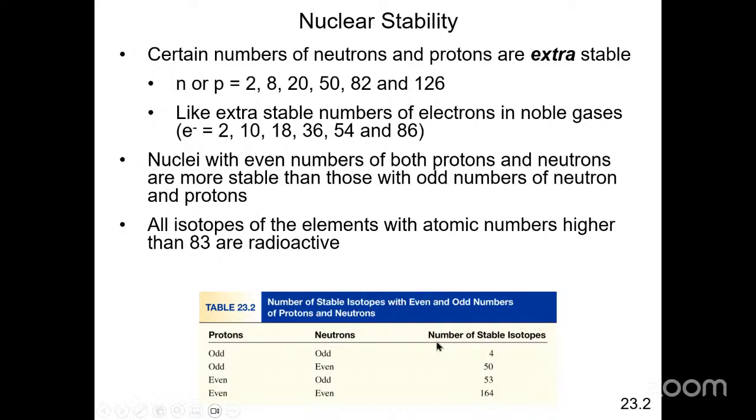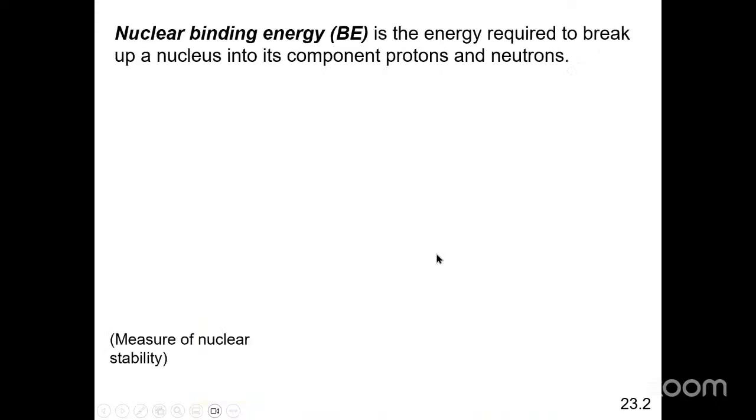So this table basically summarizes which type of isotopes will not undergo decay. In other words, they would be stable. This last one here, all isotopes of Tc and Pm, I don't even know what those elements are. Those are radioactive. Okay.